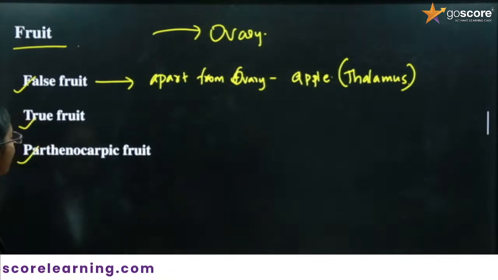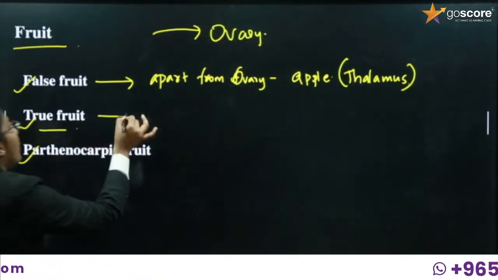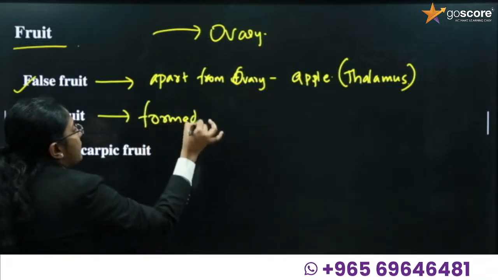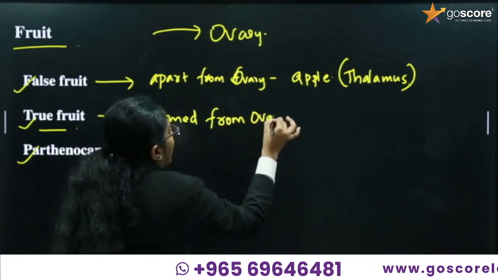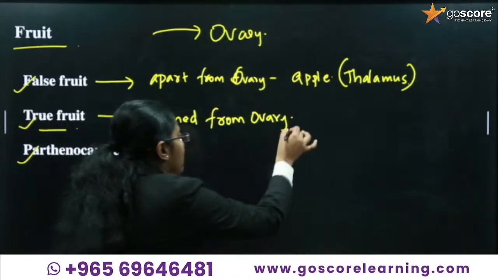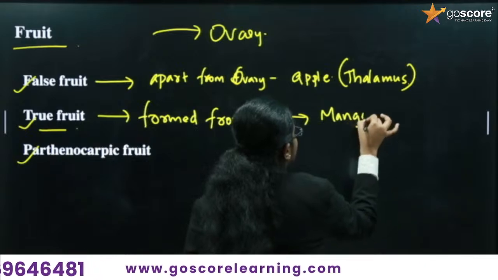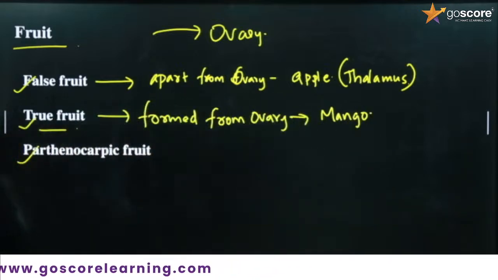Next one, it is true fruit. What is true fruit? If the fruit is formed from ovary, we'll call it a true fruit. What is the example here? Mango is an example. Mango is so yummy, right? So we can say that is a true fruit.